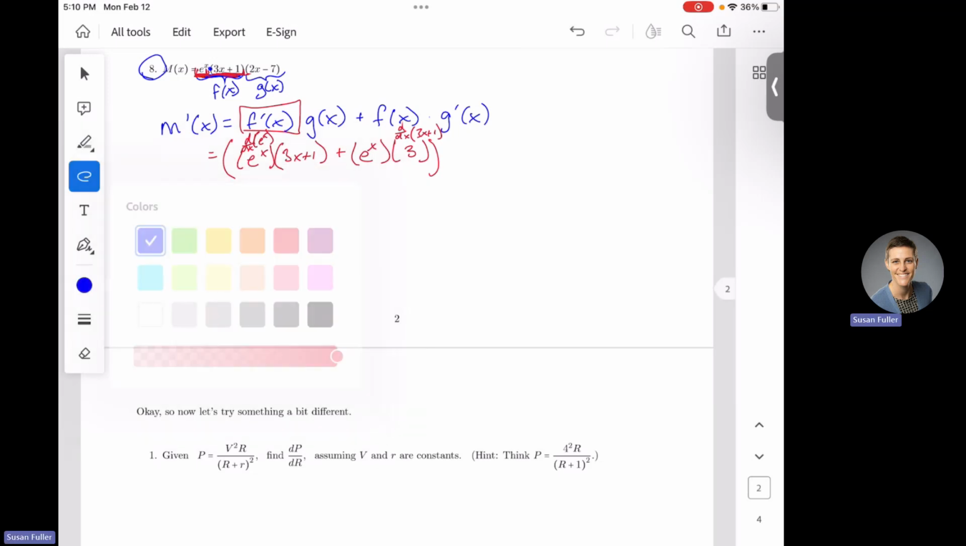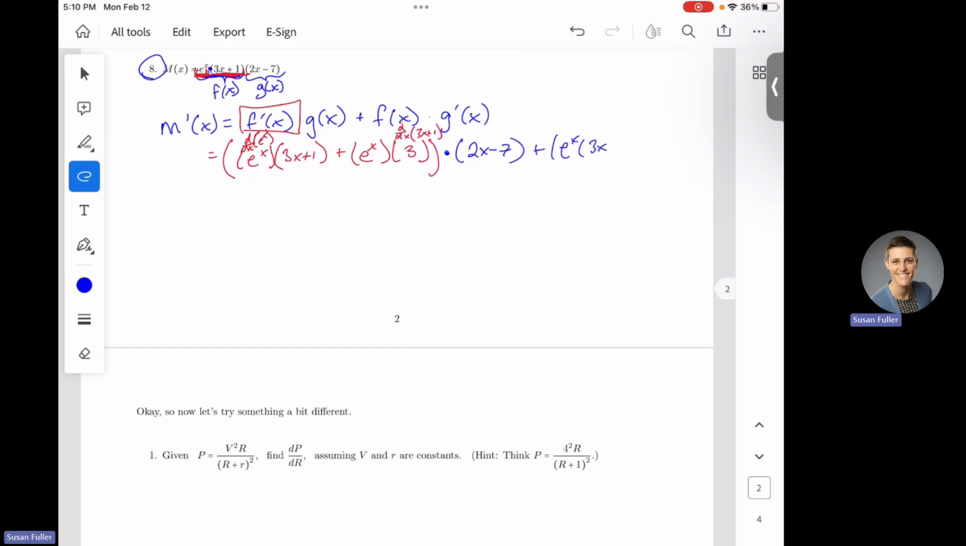Okay, so we did all of that. That is just f prime. Now we're going to multiply that by my g of x as is, that's going to be the 2x minus 7. And then we're going to add that to f of x as is, which is e to the x times 3x plus 1, and we're going to multiply that by the derivative of g, which is 2. So here we have a product rule inside a product rule.